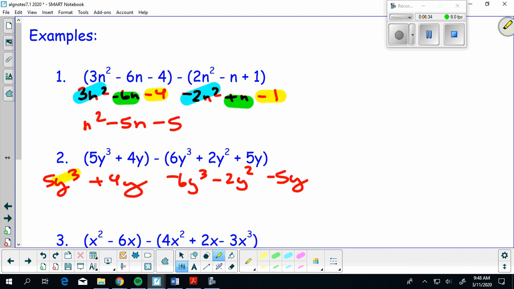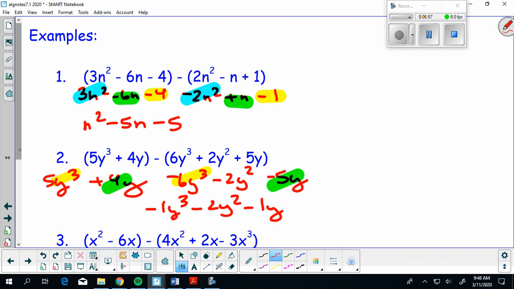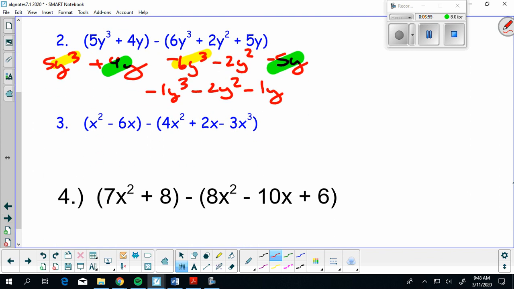So if I put my highlights in, these two would go together. The y's would go together, and then the y squared would be on its own. And I'm going to put them in standard form. So the y to the third is first, negative 1y to the third, negative 2y to the second is next because it's got the highest exponent between the green ones and that one. And then the final one is negative 1y. And that's my answer. Those ones are optional.